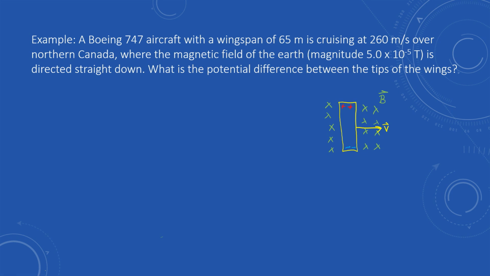So we're looking for the potential difference between the tips of the plane wings. In other words, we're looking for the plane's motional EMF, epsilon. This is potential difference for a moving conductor.